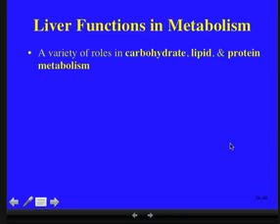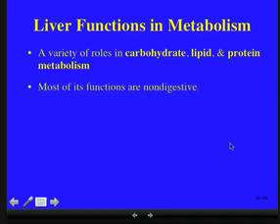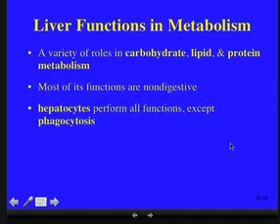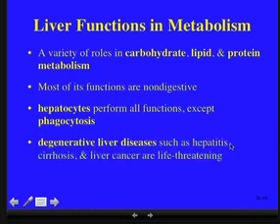Okay, so we've talked about the liver. We've talked about its role as the body's kitchen. Let's go into a little bit more detail. A variety of roles can be assigned to the liver. It acts in carbohydrate, lipid, and protein metabolism. Most of its functions are non-digestive. Hepatocytes perform all the functions except for phagocytosis. As a result, degenerative liver disease such as hepatitis or cirrhosis or even liver cancer can be life-threatening.